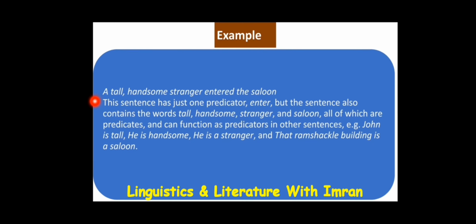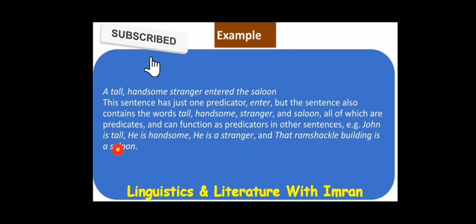For example, a tall, handsome stranger entered the saloon. In this sentence, we have only one predicator, and that is entered, because this is the most important word in this sentence. It is used as a predicator. This sentence has just one predicator, enter, but the sentence also contains the words tall, handsome, stranger, and saloon, all of which are predicates and can function as predicators in other sentences.